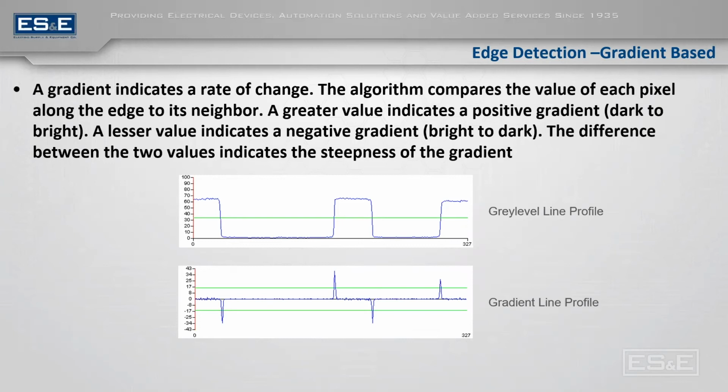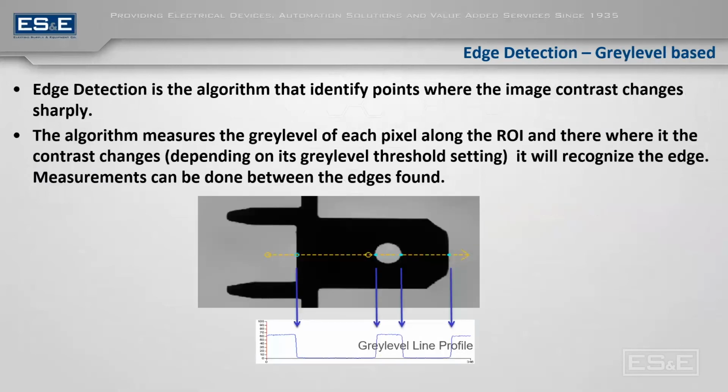This algorithm compares the value of each pixel along the edge to its neighbor. The greater value indicates a positive gradient, dark to bright. A lesser value indicates a negative gradient, bright to dark. And you can tell the differences in these two lines indicate the steepness of the gradient. As you could tell in the previous slide, how the gradient line profile changed, and it will change depending on whatever object you're looking at.